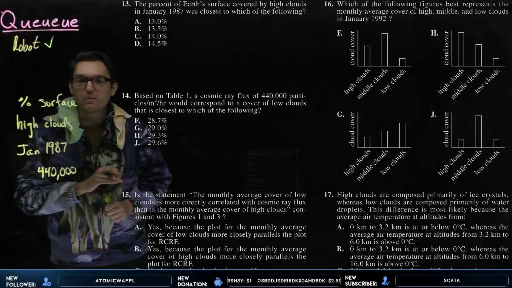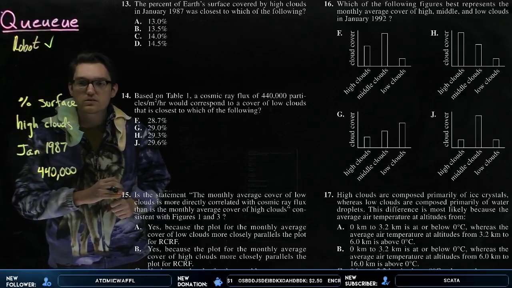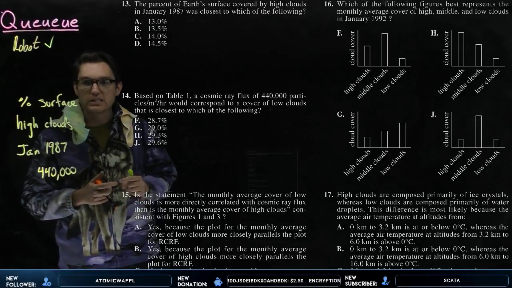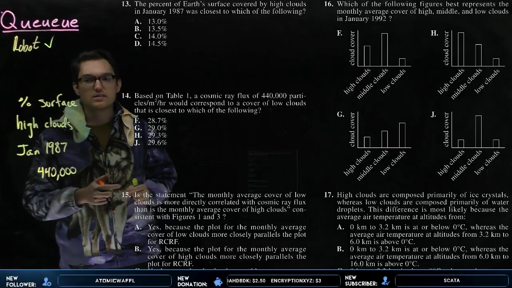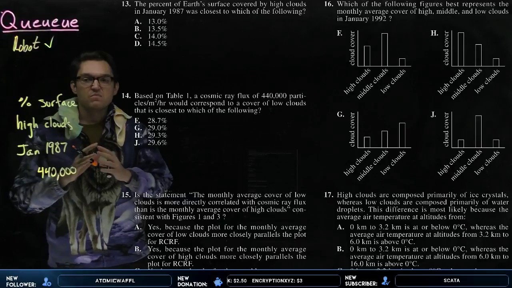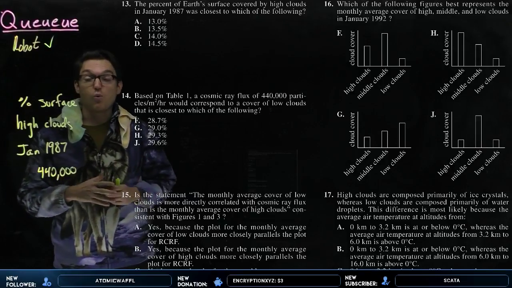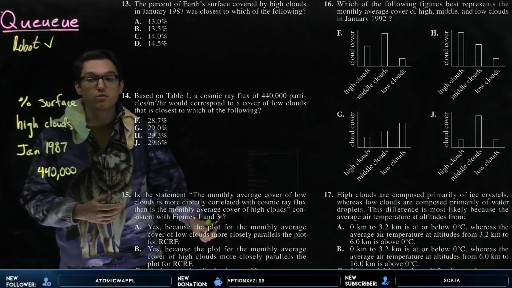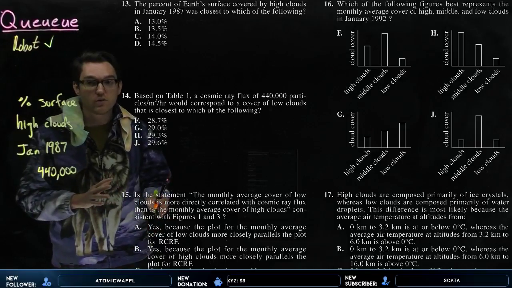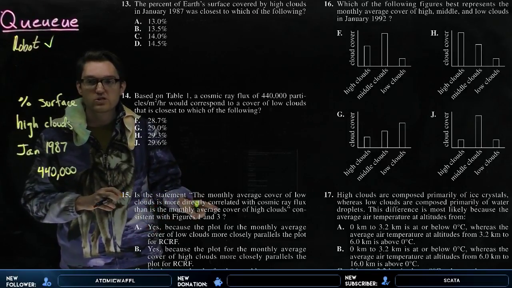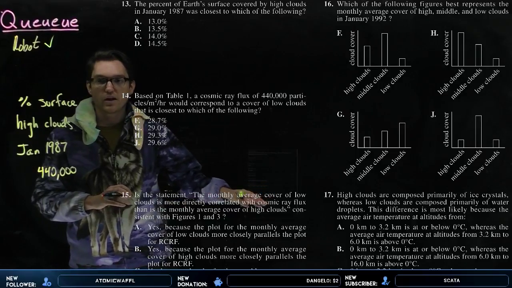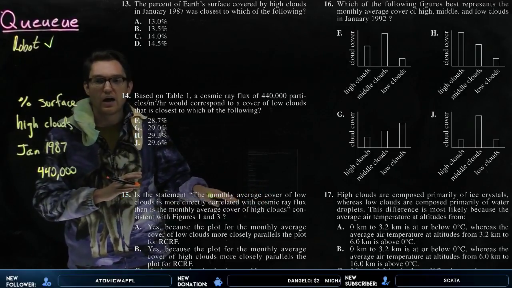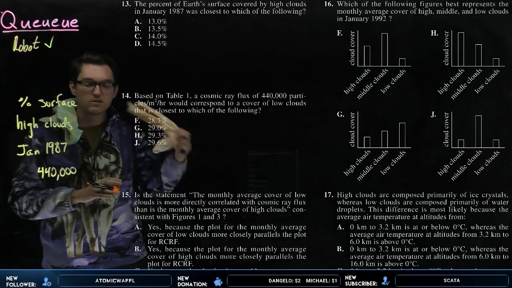Is the statement, the monthly average cover of low clouds is more directly correlated with cosmic ray flux than is the monthly average cover of high clouds, consistent with figures 1 and 3? Key terms here, or at least where we need to look, are figures 1 and 3. That means we don't need to look at figure 2. And we're seeing if there's a correlation between the monthly average cover of low clouds and the cosmic ray flux, and then the same correlation with high clouds and the cosmic ray flux of that. So let's take a look at that.